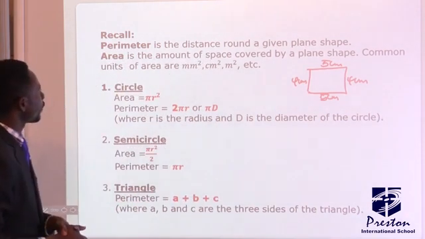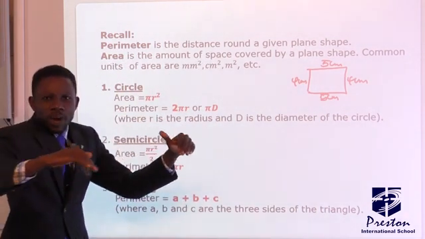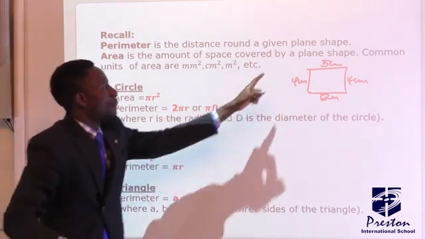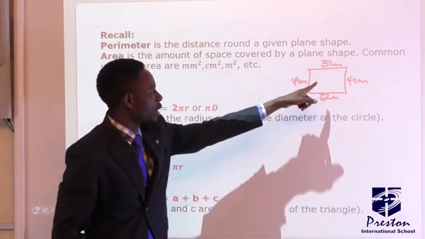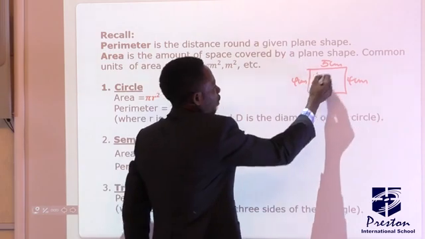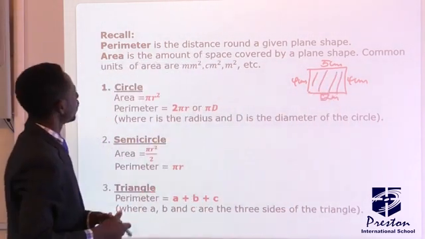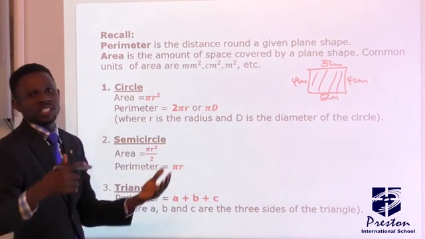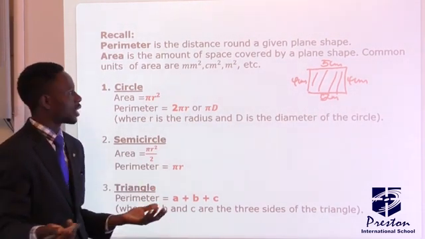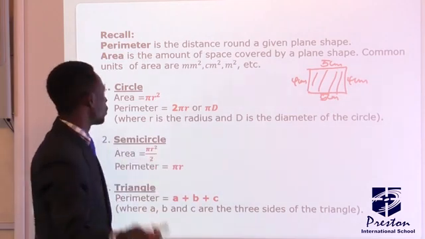Okay, then what do we mean by area? Area is just the amount of space covered by any given plane shape. So if you are talking about the area of this shape now, we are talking about this part that is being enclosed by the perimeter. Okay, and the unit of area is always in square units, which can be millimeter square, centimeter square, meter square, and so on and so forth.